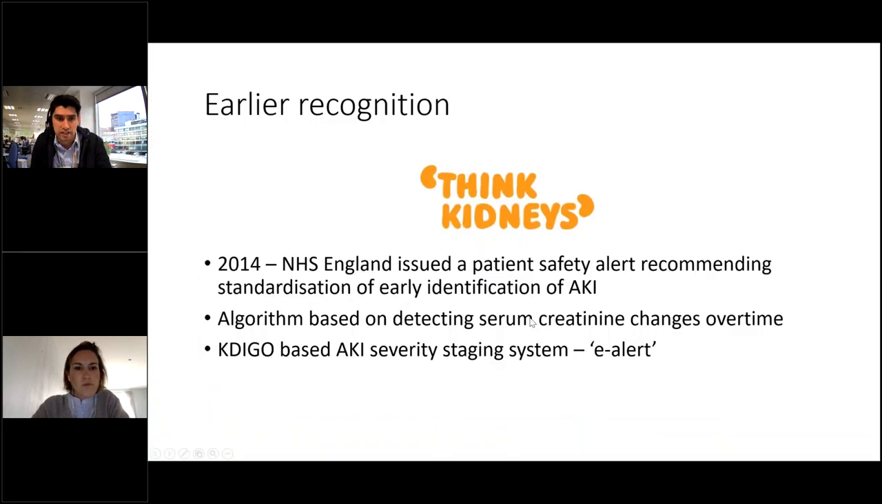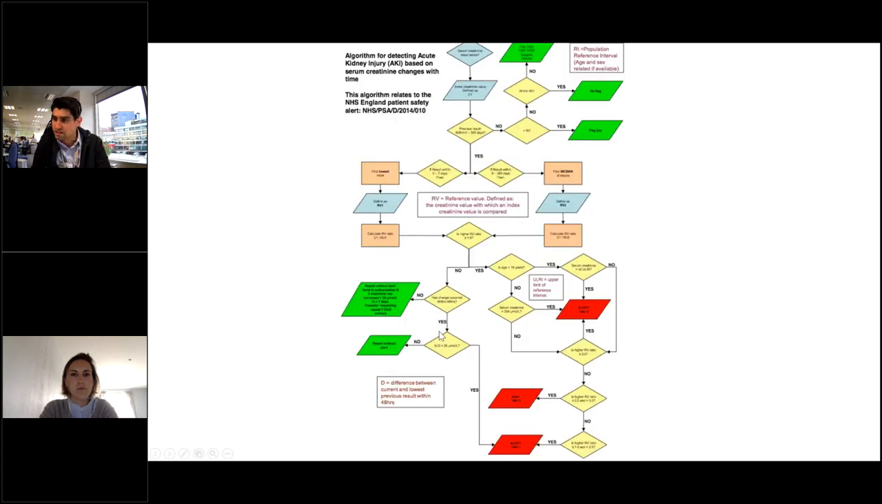So in 2014, NHS England also issued a patient safety alert recommending standardized early identification of AKI, and they created an algorithm for all hospitals to use in order to alert clinicians to when an AKI happens. And this has been adapted for children, so it's much easier to do for adults when you don't have to worry about a child's height, weight, and age. But this is the pediatric algorithm that's also being used.